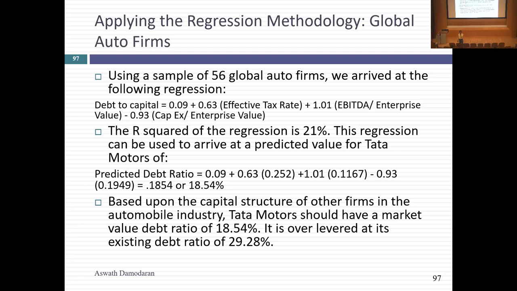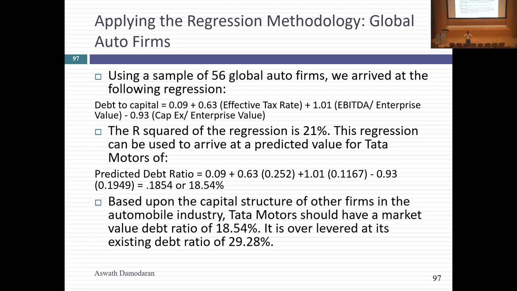If the R-squared were 100%, this 18.5% would not be an estimate. It would be a fact, right? It'd be perfect. An R-squared of 21% means there's a range around that number. How big? If you have a regression package, it'll actually give you a range. It'll say 16 to 26%. The lower the R-squared, the bigger the range.